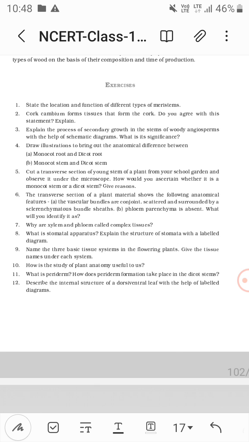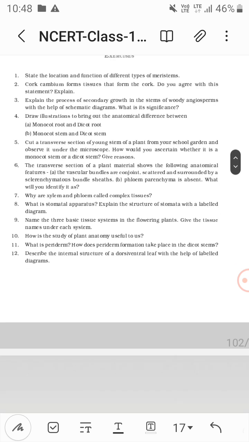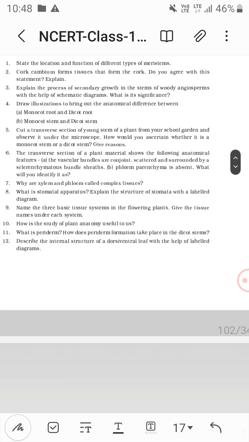A transverse section of a plant material shows the following anatomical features: vascular bundles are conjoint, scattered, surrounded by a sclerenchymatous bundle sheath. Phloem parenchyma is absent. What will you identify it as? It is monocot stem.